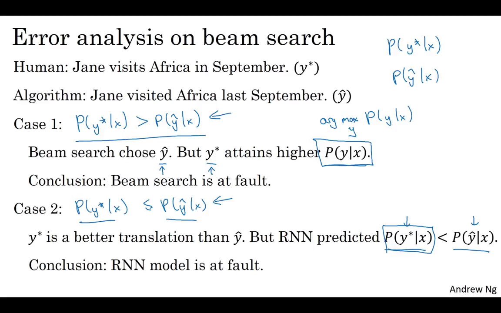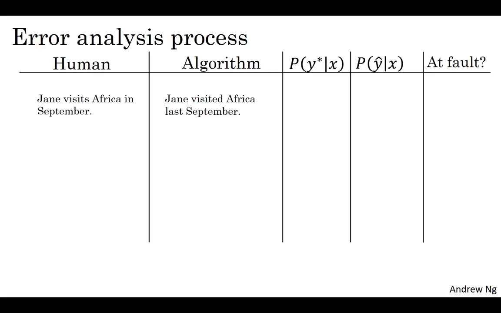So the error analysis process looks as follows. You go through the development set and find the mistakes that the algorithm made in the development set. So in this example, let's say that P of y star given x was 2 by 10 to the minus 10, whereas P of y hat given x was 1 by 10 to the minus 10. Using the logic from the previous slide, in this case, we see that beam search actually chose y hat, which has a lower probability than y star. So I would say beam search is at fault. So I abbreviate that B.